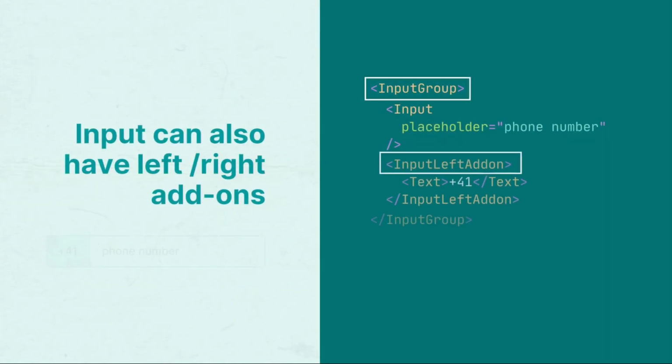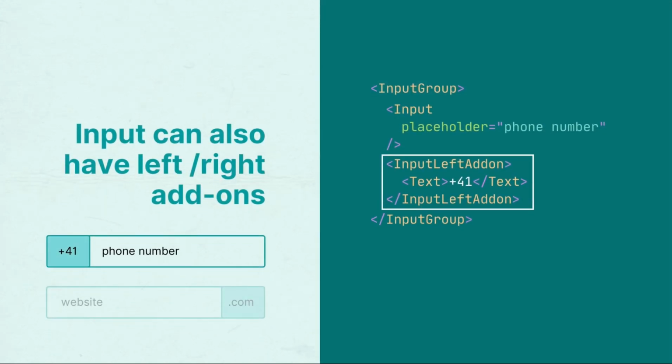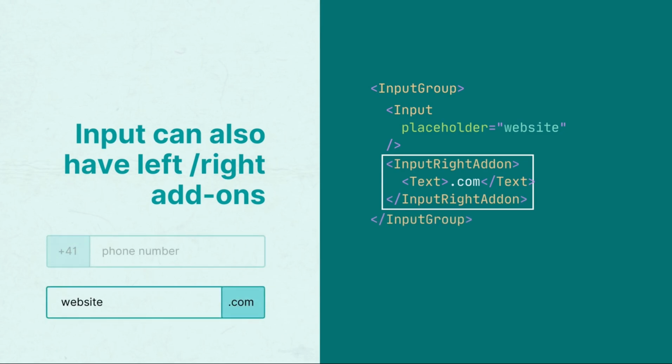That's not all. Input can also have left or right add-ons. To achieve this, you need input group and input left add-on in this case. Wrap the input left add-on around your desired add-on and then enclose both input and input left add-on within the input group. What if you want the add-on on the right instead? Not a problem. We repeat the exact steps to have add-ons on the right, just that this time we'll of course be using input right add-on. Amazing, right?